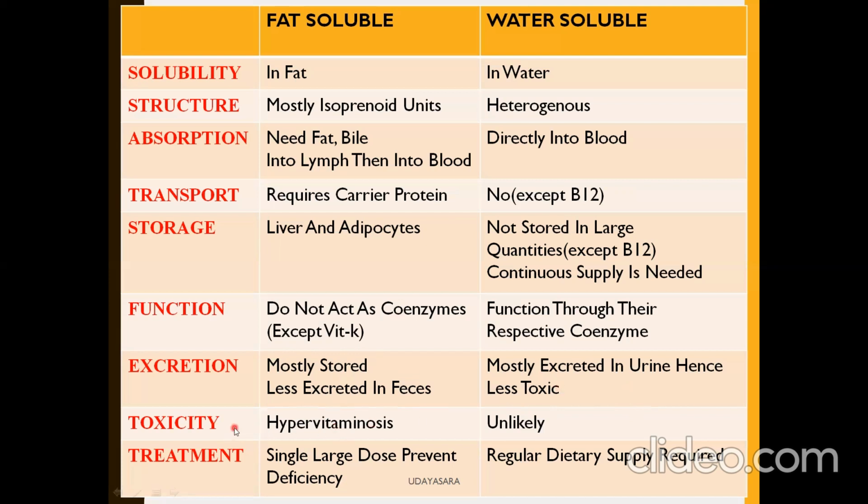Toxicity of the fat soluble vitamins: when taken in excess amounts, hypervitaminosis occurs. In case of water soluble vitamins, since they get excreted in the urine and are not stored, toxicity is less likely. Coming to the treatment, a single large dose prevents the deficiency in the fat soluble vitamins, while the water soluble vitamins are not stored and get excreted, so a regular dietary supply is needed. So these are the differences between the fat soluble and the water soluble vitamins.